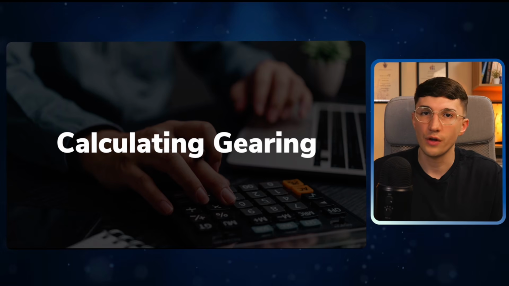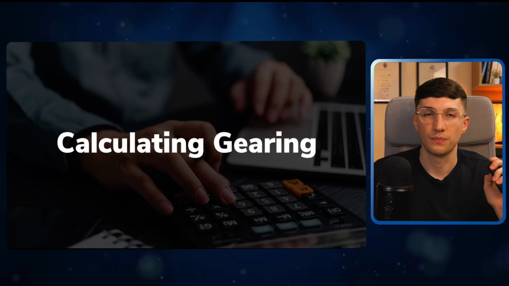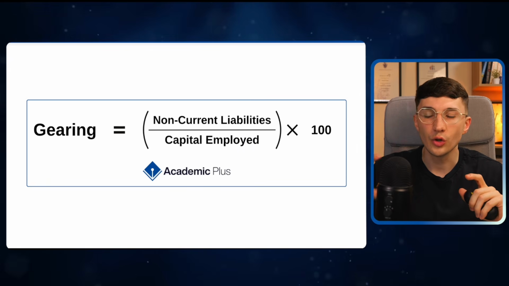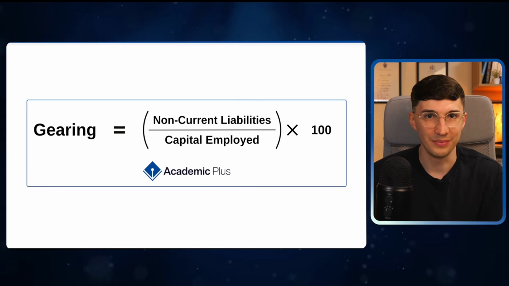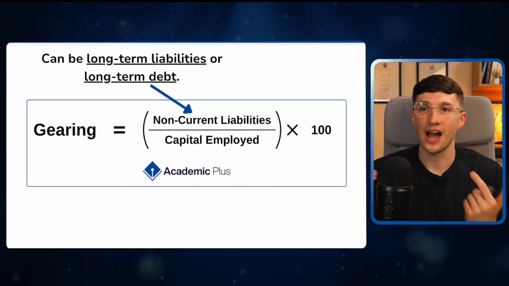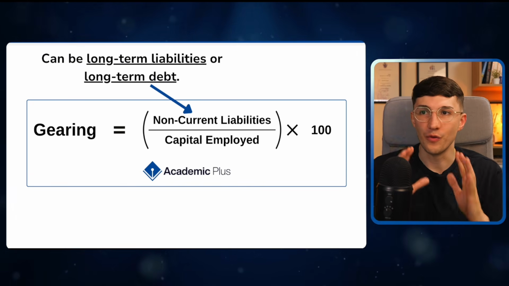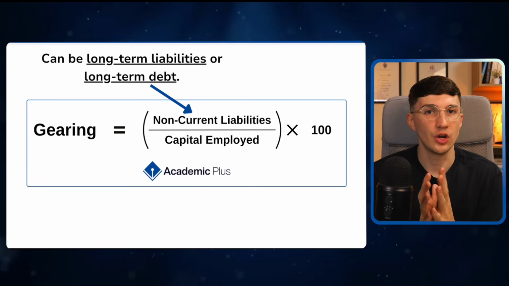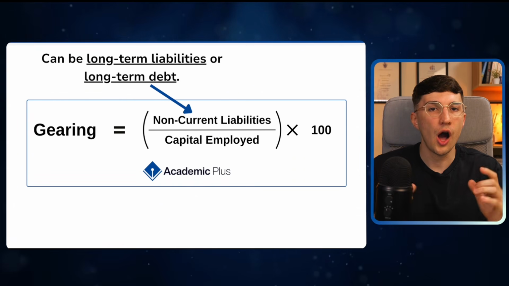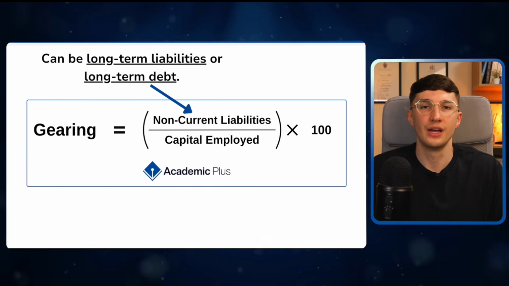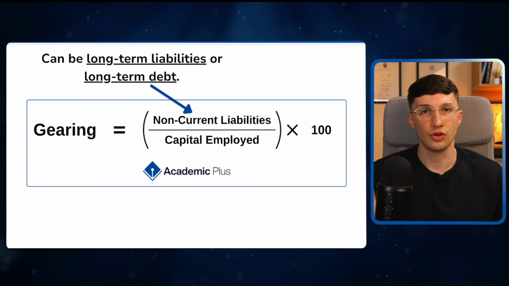So, how on earth do we calculate the gearing ratio? Well, the formula for the gearing ratio is that we take our non-current liabilities, our long-term debt, divided by the capital employed, times 100. Because all I'm doing here, remember, the capital employed is the long-term funding of the business. I'm just comparing how much of that has come from my long-term debt methods. And gearing is going to be a percentage, so times by 100.